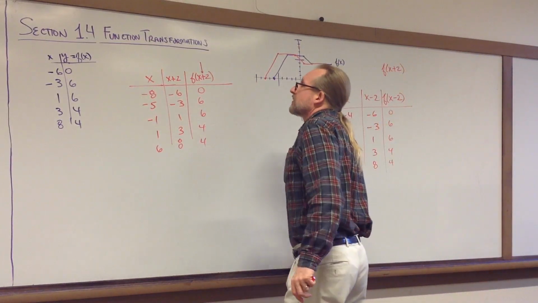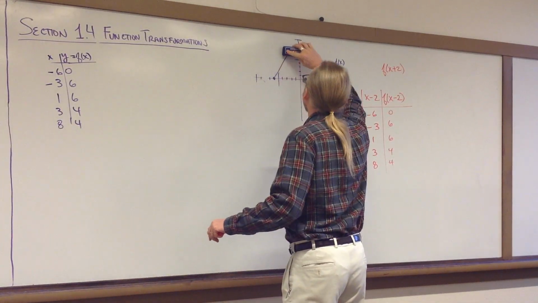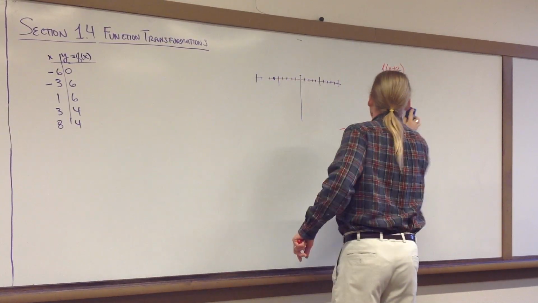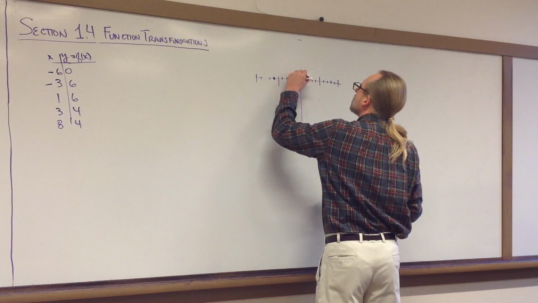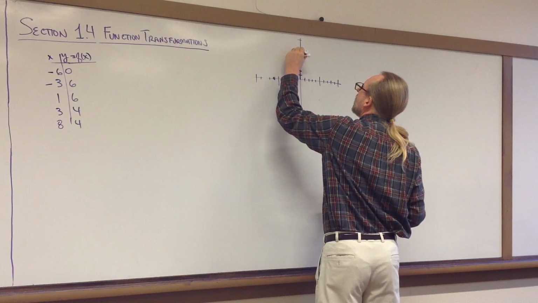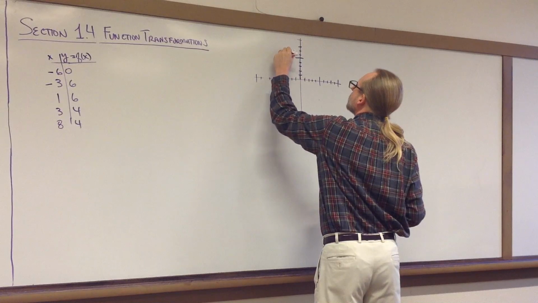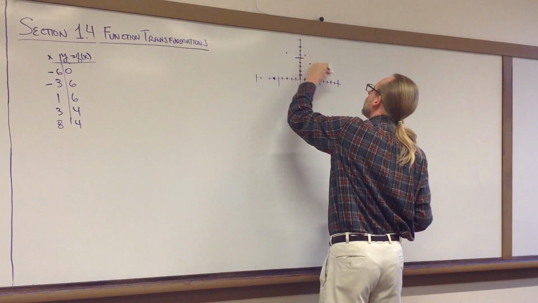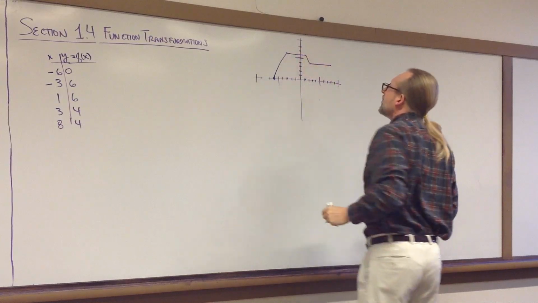Let's take a look at the reflections. Well, I'll just erase that. Okay. Now let's draw our standard function again. So we started out -6, 0, -3, 6, 1, 6, 3, 4, and 8, 4. All right, so there's our function again.